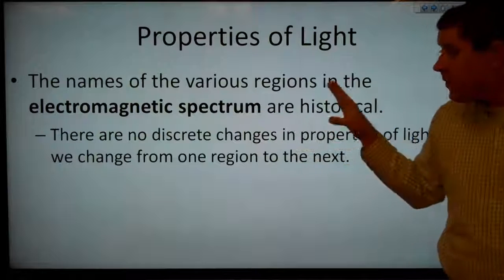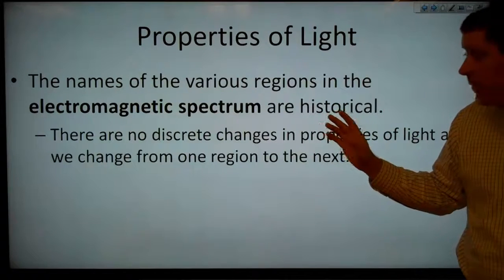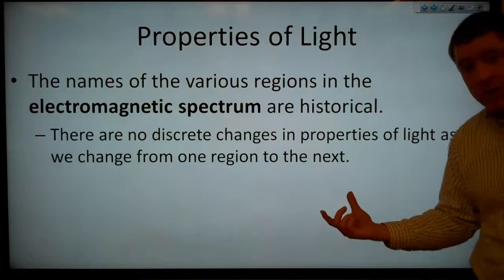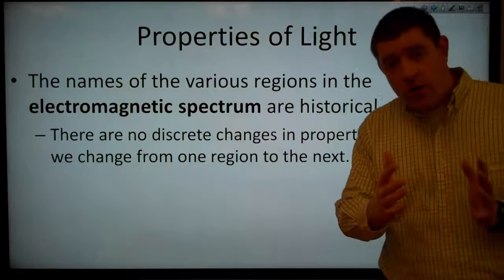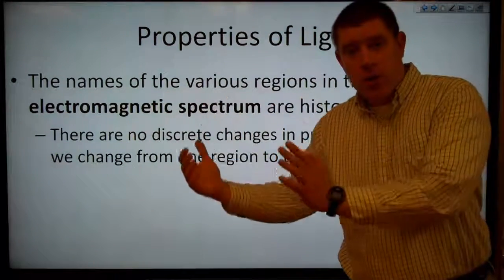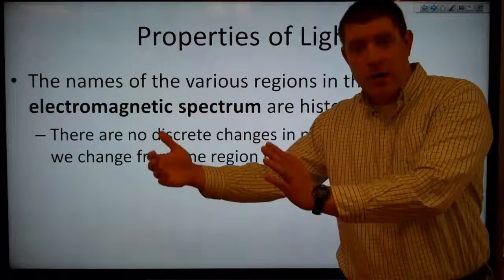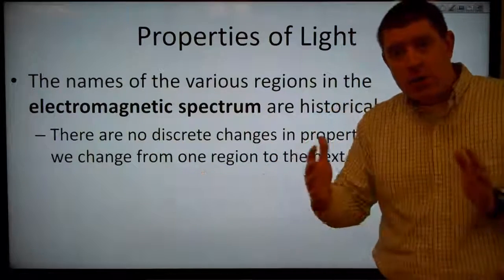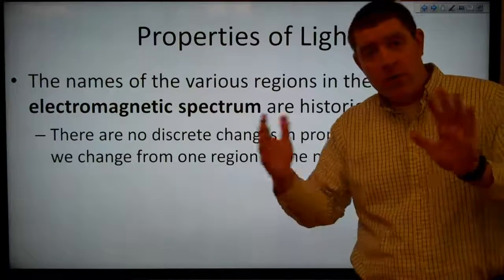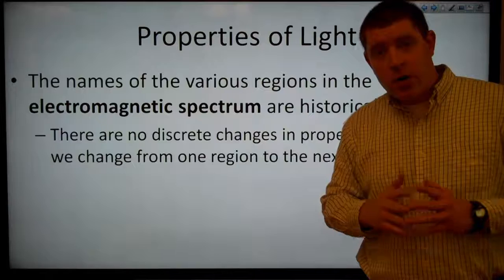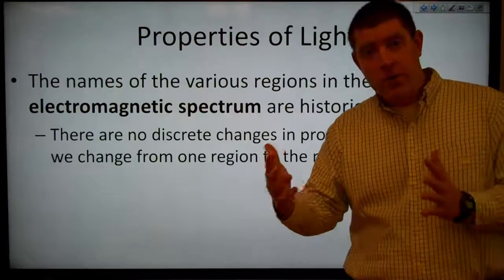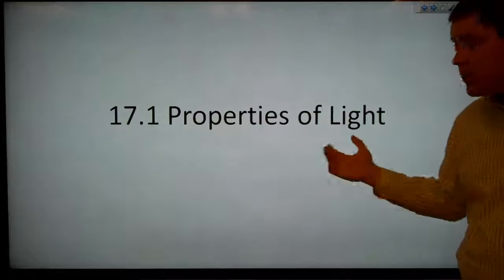So the names of the various regions in the electromagnetic spectrum are historical. That is, there are no discrete changes in properties of light as we change from one region to the next, as we move from the radio waves to microwaves, to infrared, to visible, to ultraviolet, to X-rays, to gamma rays. There aren't discrete changes where we say, oh, well, that one is clearly an X-ray and this one is a gamma ray, and there's some distinct difference between them. There are no clear cutoffs. The energy changes as we move from one region to another. So that was properties of light.